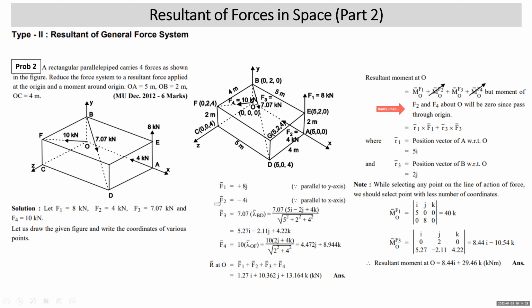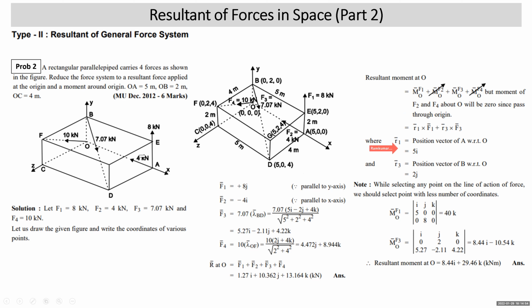Since they are passing through O or origin, F2 and F4 will give zero moment about O. So these two will go off, which we can show like this. I have shown moment of F2 about O, so that indicates they are zero. So you are left with moment of F1 about O plus moment of F3 about O. Moment of F1 about O is R1 cross F1. Moment of F3 about O is R3 cross F3. R1 bar is what?